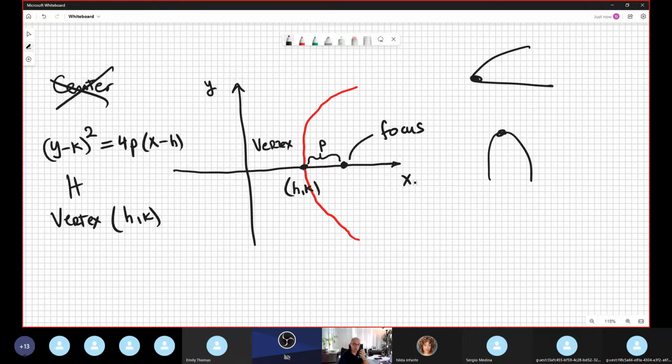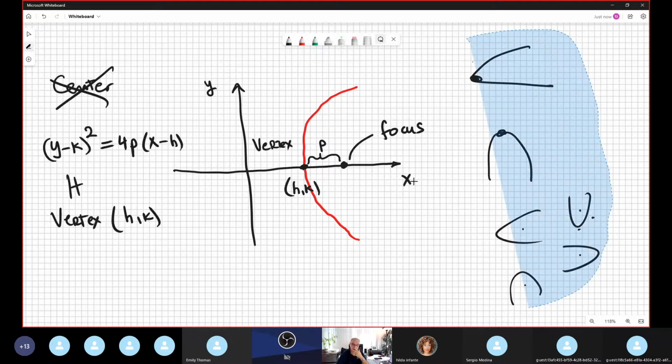And what about the focus? Well, the focus is inside the parabola. So suppose the parabola opens this way, this is the focus. Opens this way, this is the focus. Opens that way, this is the focus. Never is the focus outside. No, inside.